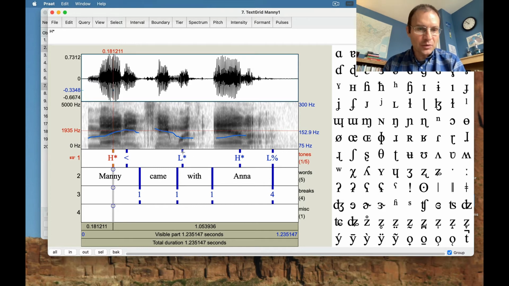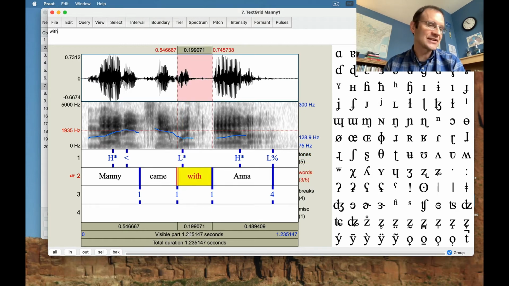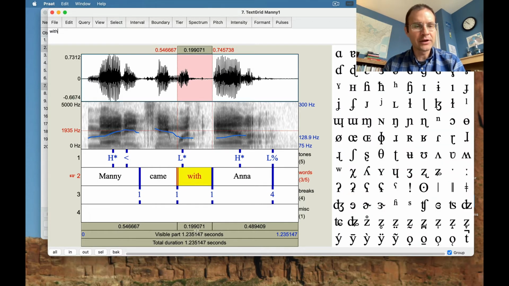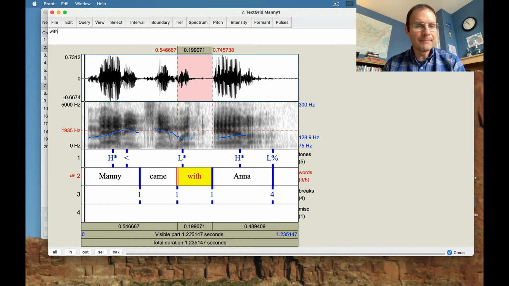And I think this person was following the pitch contour more than anything else, because I see an L star here. I said this in the previous video, but you normally aren't going to get accents on function words like with. Manny came with Anna. It just goes by really quickly, right? With Manny came with Anna.